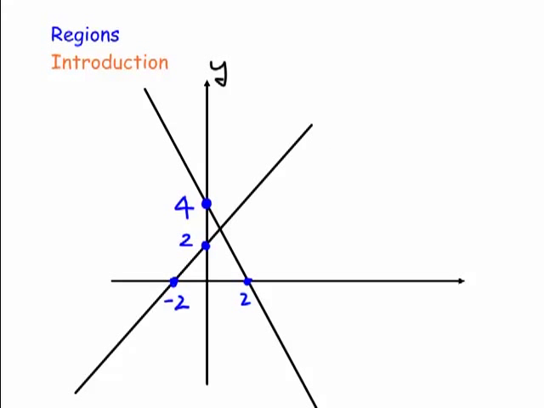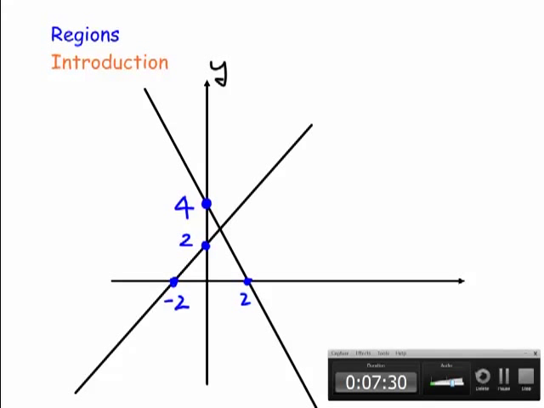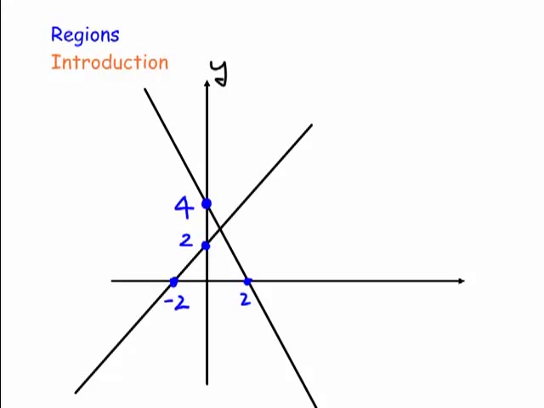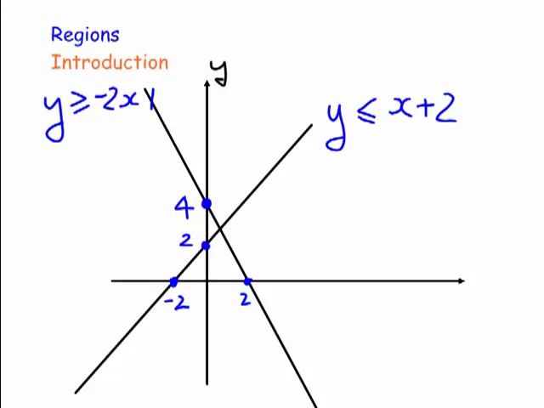Let's make that y less than or equal to, since it's solid, x plus 2. And now, what about the other line? Well, the other line has a slope of 4 over 2, but it's negative. So the other line would be y greater than or equal to minus 2x plus 4.